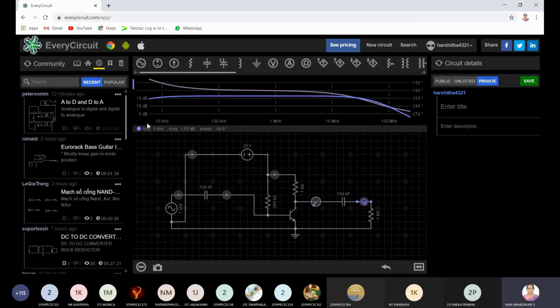Earlier it started with 10 Hertz and went to 10 kilohertz. Now this graph is starting from 10 kilohertz and it is going up to 100 megahertz. So this is your midband region, and in the high frequency region also the gain is decreasing. You have to concentrate on this blue graph.